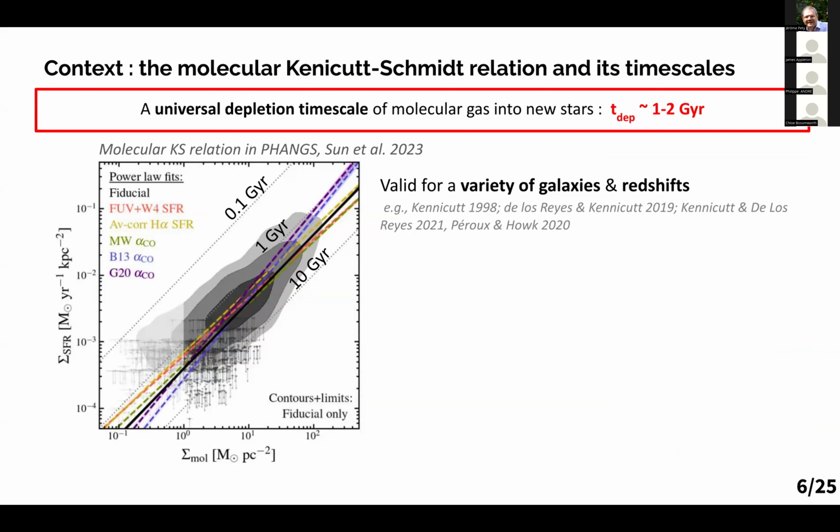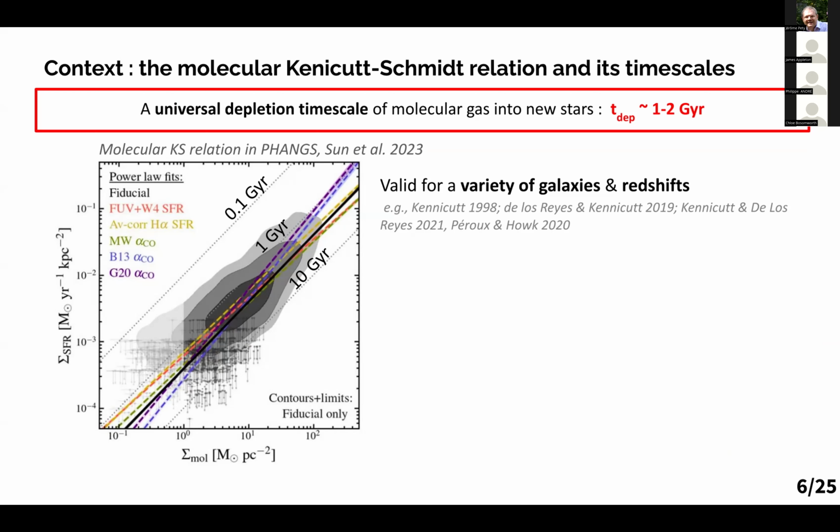Okay, so diving into the timescale subject, what are the timescales that we can measure? The easiest one, and we've heard a little bit already in the previous talk about it, is the depletion timescale. For example, here I'm showing the Kennicutt-Schmidt molecular relation, showing you the surface density of star formation rate as a function of the surface density of molecular gas.